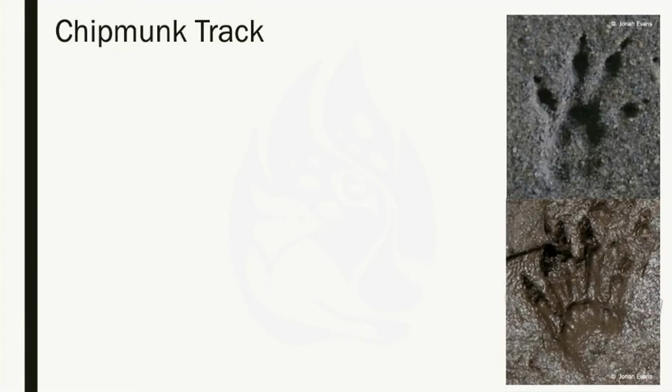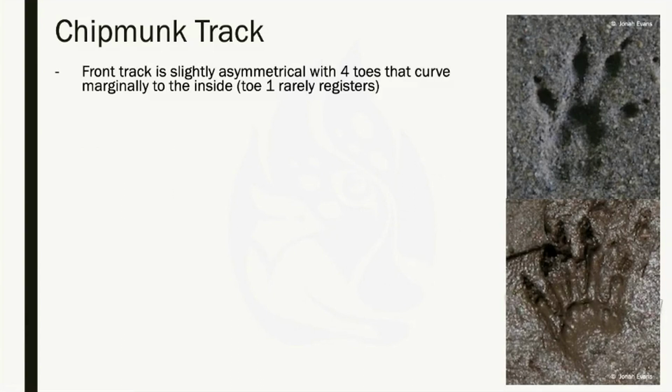Okay, so let's finish up here at the chipmunk track. Okay, again, they spend a lot more time on the ground. Again, they're a rodent species. Their front track, again, is going to be slightly asymmetrical. Four toes, you get a little bit of curvature to the inside. Again, if I were to draw from the bottom, from the heel here up through the top, when I come out the top, it's going to tend to curve towards the midline of the animal.